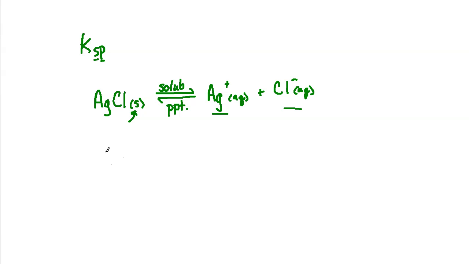So the Ksp for the reaction that I've just written above would be equal to the concentration of silver ion times the concentration of the chloride ion. And that is all I would need for the solubility product.